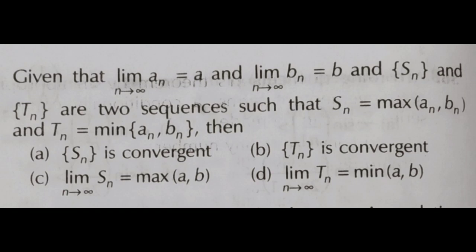Given that limit n tends to infinity, an equal to a, and limit n tends to infinity, bn equal to b, and sequence Sn and sequence Tn are two sequences such that Sn equal to maximum of an, bn and Tn equal to minimum of an, bn. Then option A, Sn is convergent. Option B, sequence Tn is convergent. Option C, limit n tends to infinity, Sn equal to maximum of a, b, and option D, limit n tends to infinity, Tn equal to minimum of a, b.